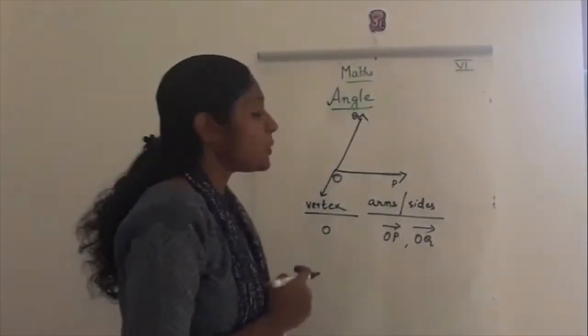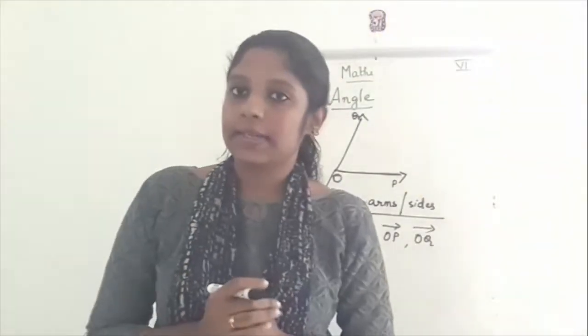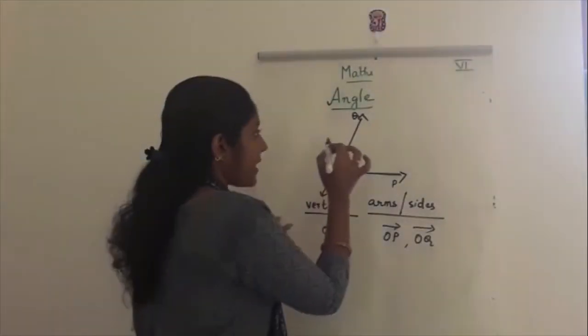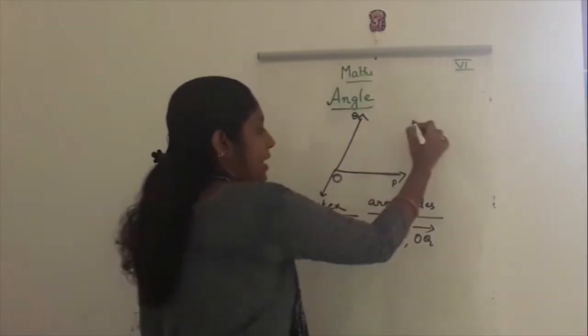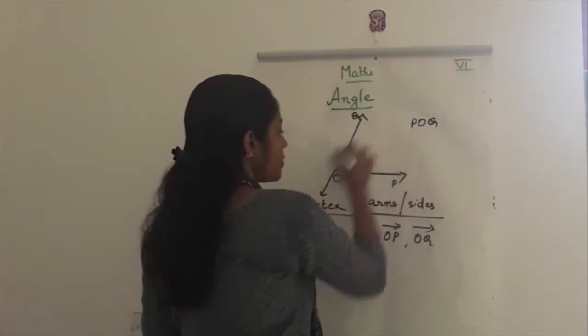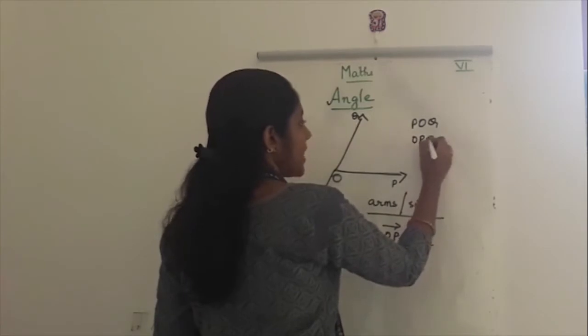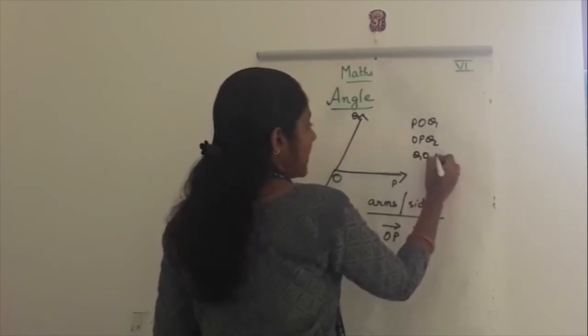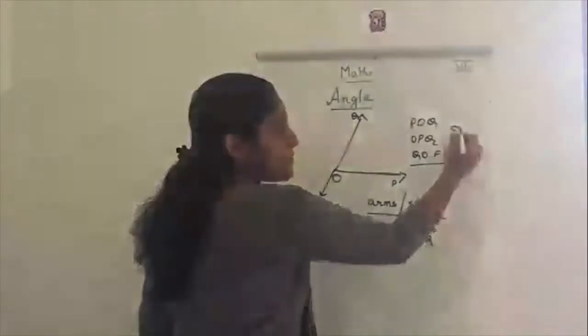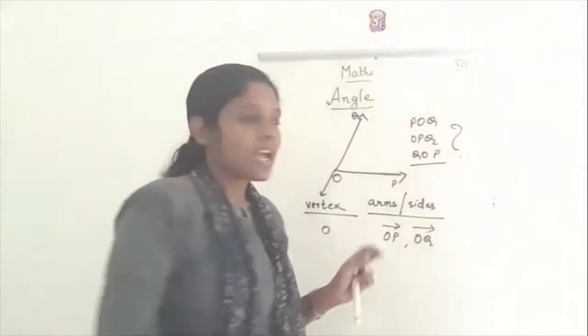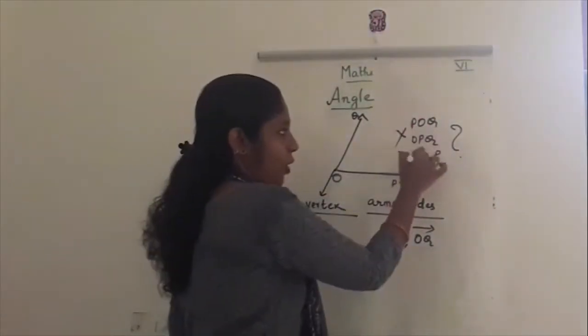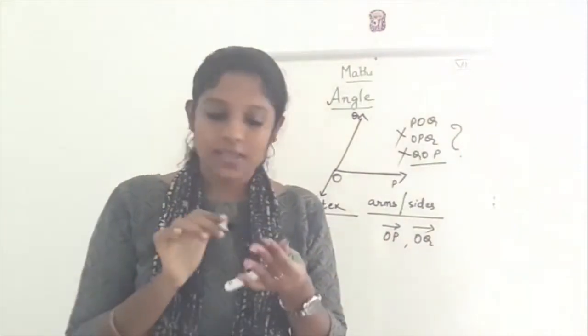Now we will learn how to label or name an angle. You may be thinking you can name the angle as POQ, or OPQ, or OQP, or QOP. We are going to learn in which way to name it. In this, some of the namings I have written are wrong.